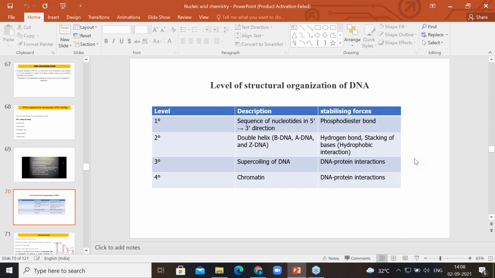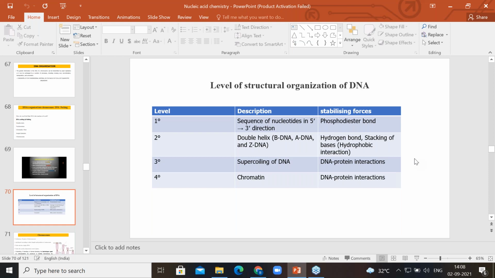So this becomes the secondary structure, which is taken care of by the stabilizing forces like hydrogen bond and the stacking of bases with the help of hydrophobic interactions. So next what happens? The tertiary structure comes by the supercoiling of the DNA, which we did yesterday.